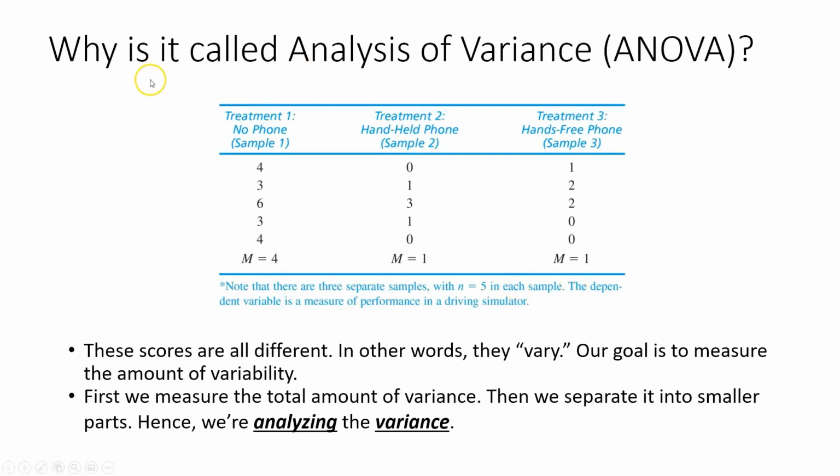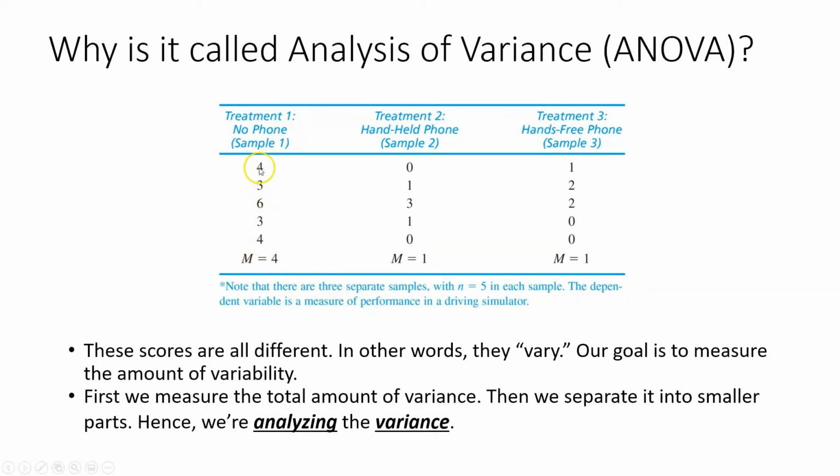Now, I've hinted at this a couple of times, but we might answer the question, why is it called analysis of variance? Notice that these scores are all different. Here we have a first treatment that is some people who don't use a phone, a second treatment that has a handheld phone, and a third treatment that has a hands-free phone while driving a car. These people are in a driving simulator, and we want to know how well their performance is. So let's say that high scores mean good performance.